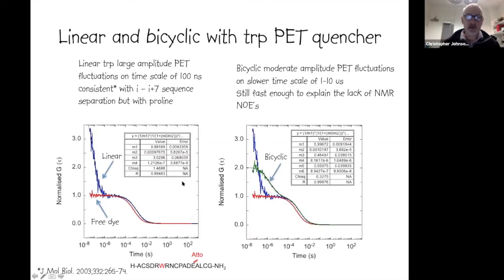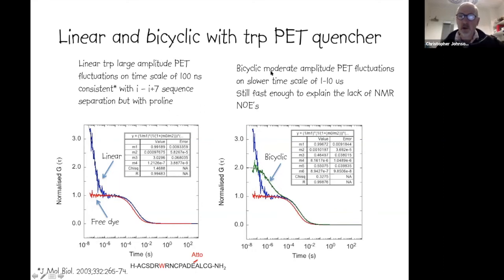Then when we came to look at the linear peptide with the tryptophan and with the fluorophore, we can see some massive additional dynamics, which is exactly what we expect on a time scale of about 100 nanoseconds. And this is very consistent with literature values for the separation in sequence. Obviously, we have a proline in the middle here, which complicates things a bit. But nevertheless, this time scale for a linear peptide intra-chain contact formation was consistent with the literature.